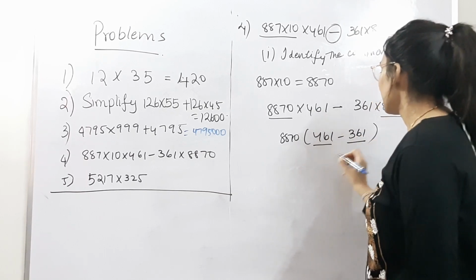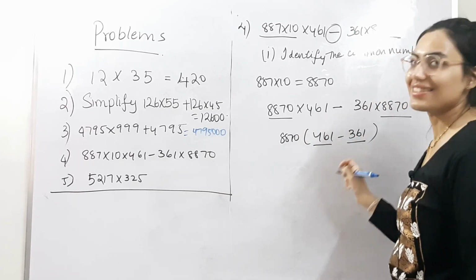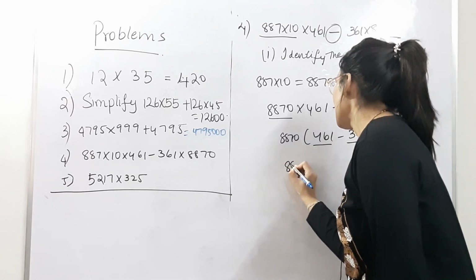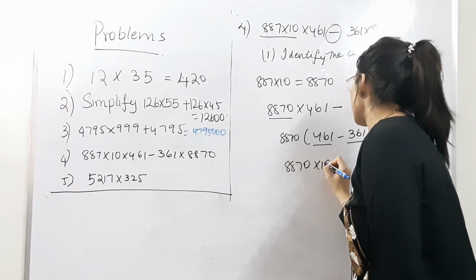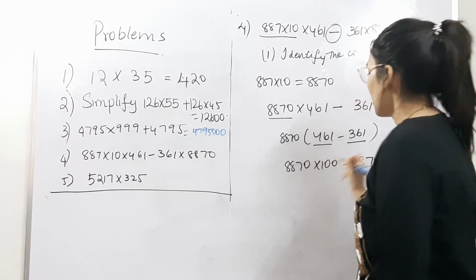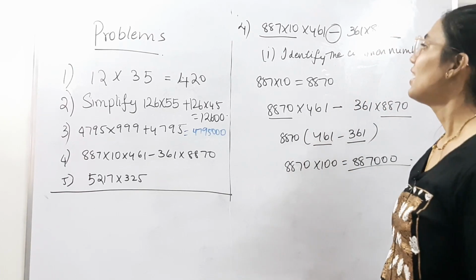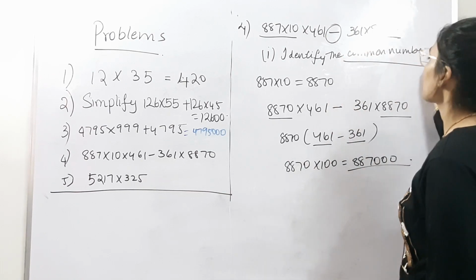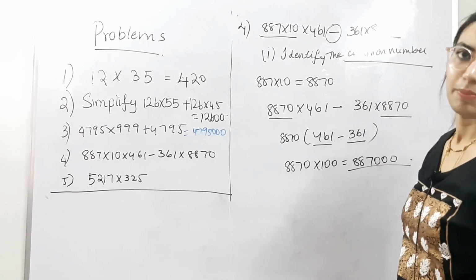Note, this is greater than this. In this case, B is greater than C. So, 8870 into 100. Think about it, 887000 is the answer. Okay. You need to identify the common number so that it will be easy for you to simplify.